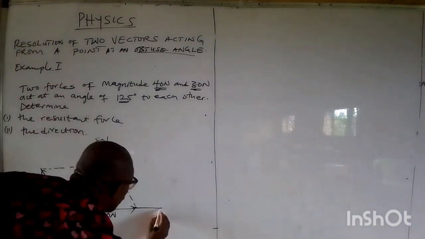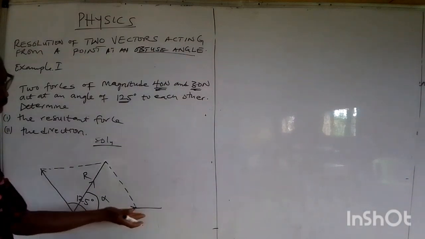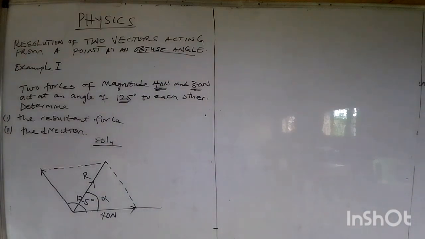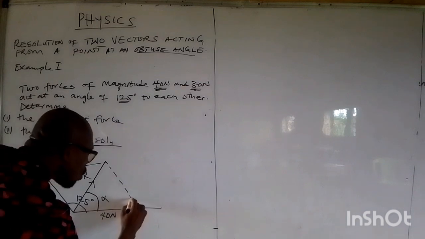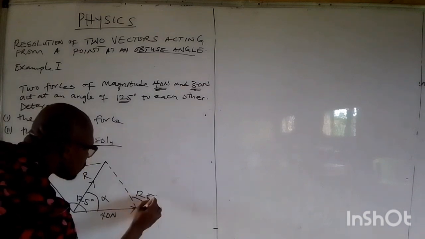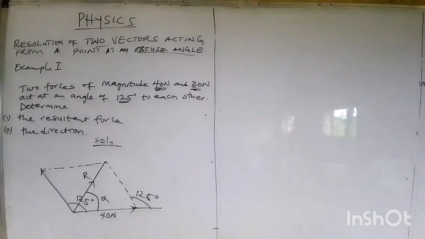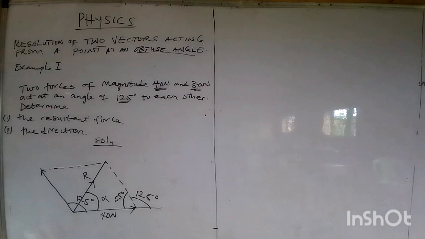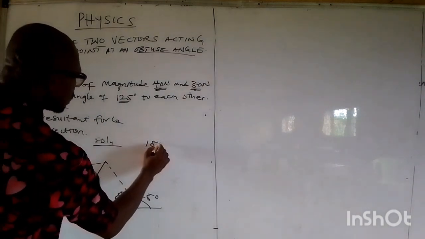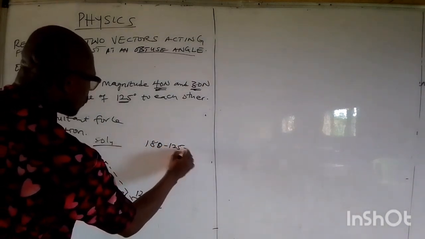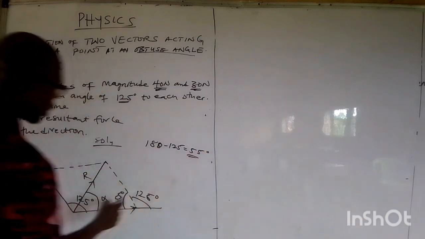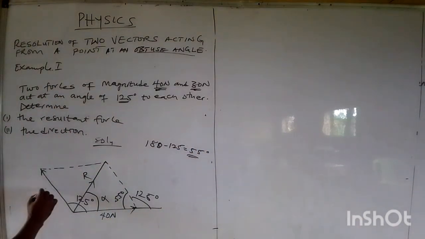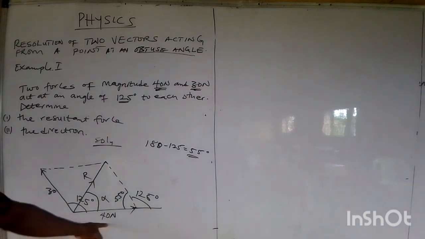Now, if we continue this line, you discover that this is an angle on a straight line. And by convention, alternate angles are equal. Since from here to here is 125, therefore from here to here is as well 125 degrees. So if here is 125 degrees, the remaining angle here will be 55 degrees. Of course, 180 minus 125 is equal to 55 degrees. That is the angle we have here. Now, remember, we have here as our 30 and here is our 40.